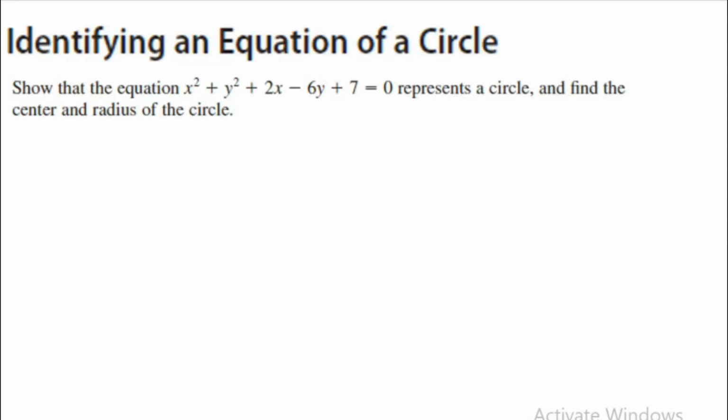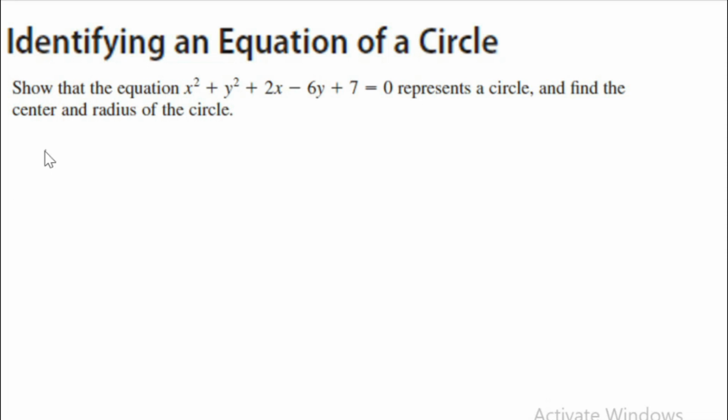Okay, next we're going to identify an equation of a circle. The problem says: show that the equation x squared plus y squared plus 2x minus 6y plus 7 equals 0 represents a circle, and find the center and radius of the circle. In this problem, the given is in terms of the general equation of a circle. From the general equation, we are going to arrive at the standard form of the equation of a circle. To do that, let us group together the like terms.